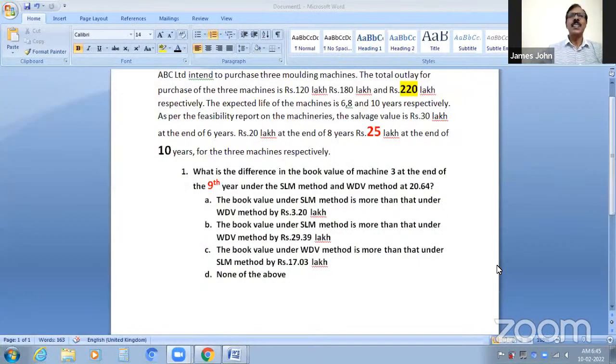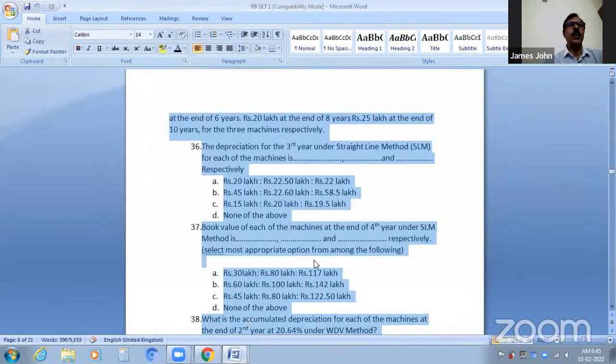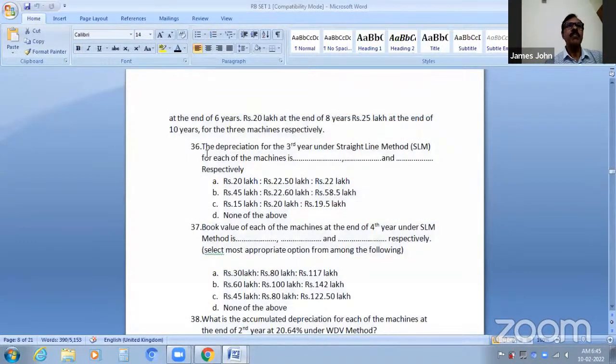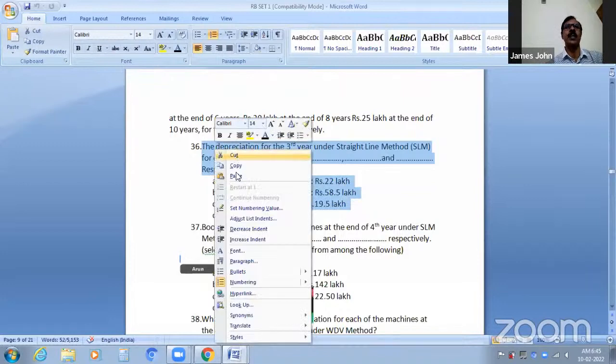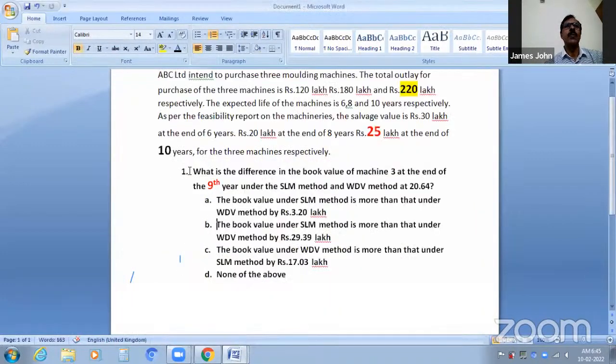What will be the first question? The depreciation for the third year under straight line. What is the depreciation for the third year?